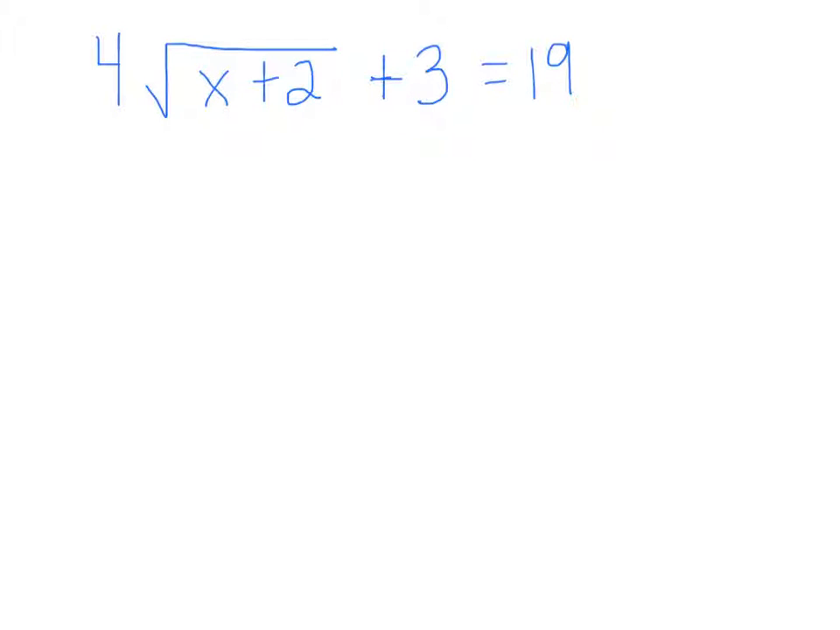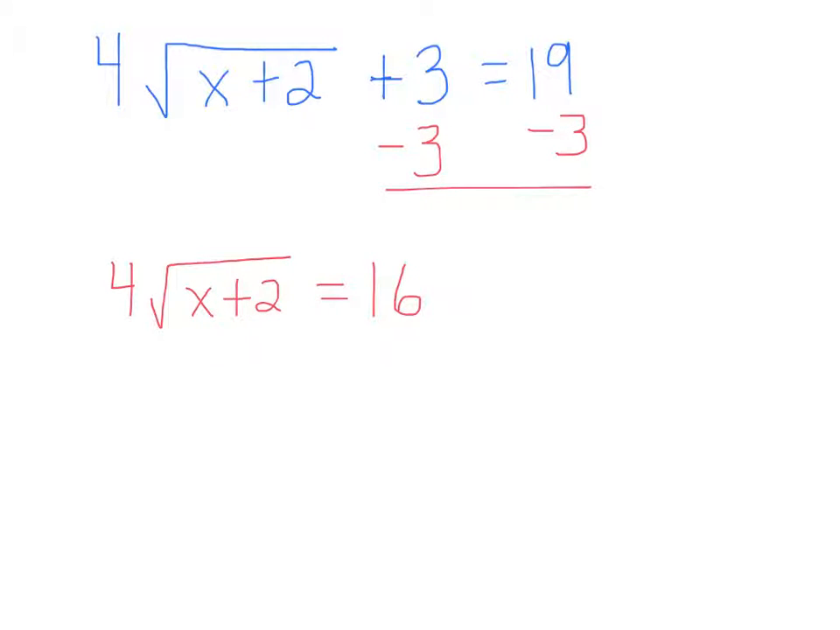So on our last problem, we have 4 square root of x plus 2 plus 3 equals 19. So some folks said we should divide 4 on both sides, but that won't be our first step. Our first step is going to be to get this positive 3 on the what? On the right. The way I get a positive 3 to the right is to do what with it? Subtract. So I'm going to subtract 3 from both sides, and so I have 4 square root of x plus 2 equals 16.